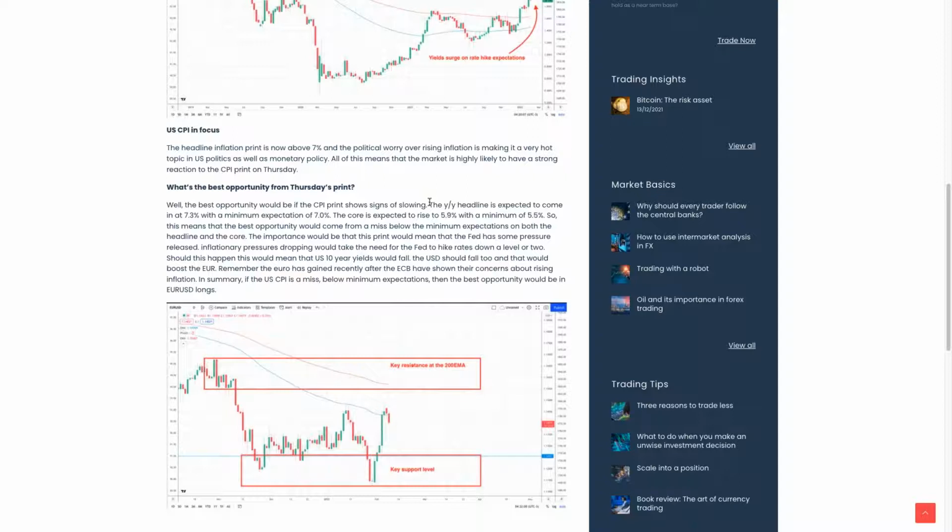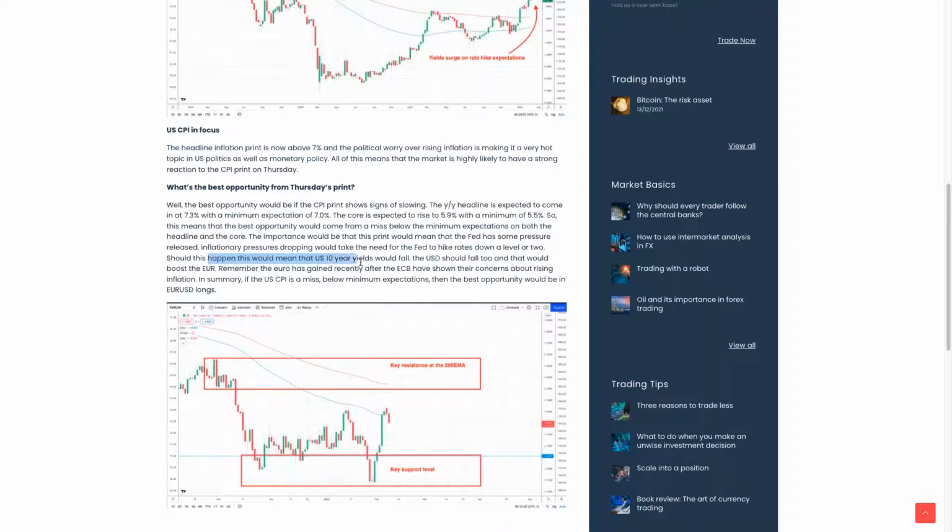So just in case there's any misunderstanding, the year-on-year headline is expected to come in at 7.3%. So we know inflation is very hot, above 7% for the US headline, with a minimum expectation of 7%. The core is expected to rise to 5.9% with a minimum of 5.5%. So the best opportunity will come from a miss below the minimum expectation. If we get a reading that's below 7% for the headline and below 5.5% for the core, that means the pressure will be off the Federal Reserve. They'll be less likely to need to hike rates.